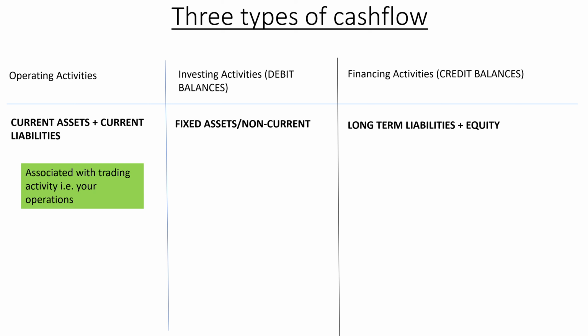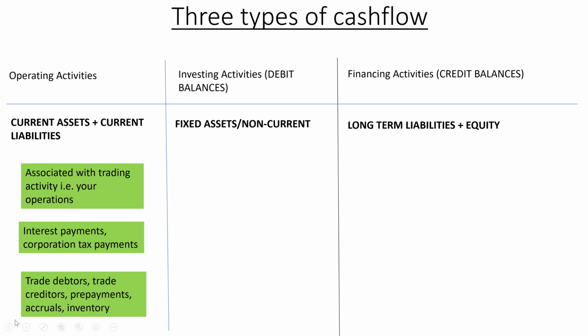So operating activities are to do with your normal day-to-day trading. If you're a candy shop, it would be to do with the sales of candy bars and the associated expenses. We also include in operating activity interest payments and corporation tax payments. And we saw operating activities are to do with movements in trade debtors, trade creditors, prepayments, accruals, and inventory, and other balances. But these balances are associated with your normal expenditure and your revenue or income.